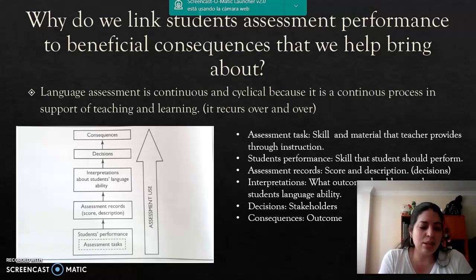Okay? Now, it's important to consider this continuous and cyclical loop. I would call it a loop because first you assess, you collect the information of what the students are learning, whether if it's formative or summative. Then you're able to take these decisions, again, whether they're formative or summative. And last but not least, the consequences. That takes us to improve teaching and learning advances or a certification.